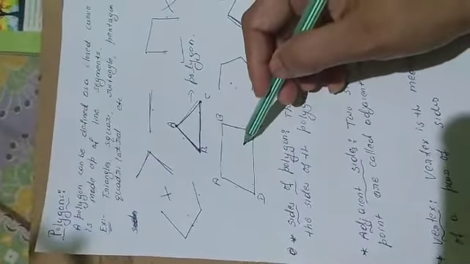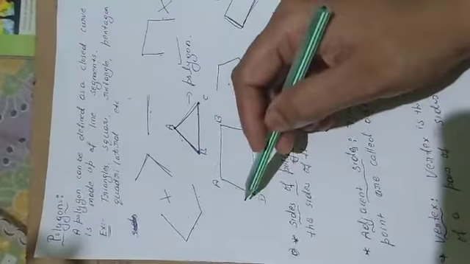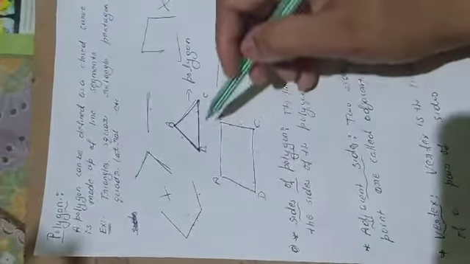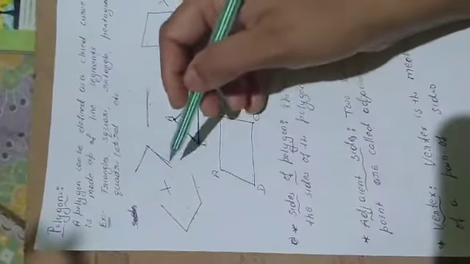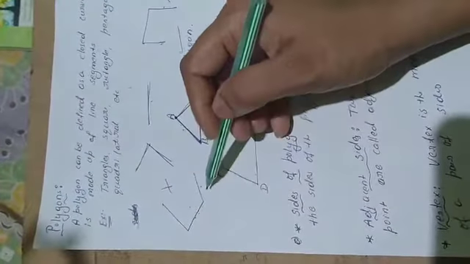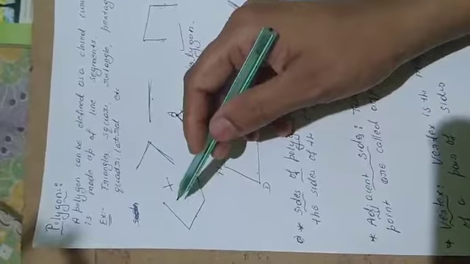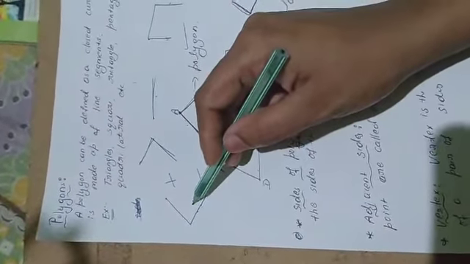Even in this example, A, B, C, D, it is also a closed curve and it is made up of line segments. But see here, 1, 2, 3. It has 3 line segments, but it is not a closed curve. So this is not a polygon.